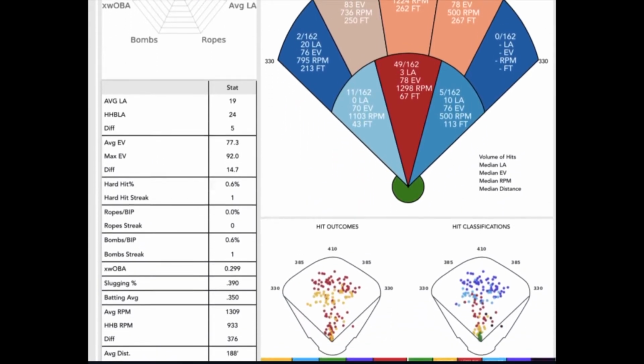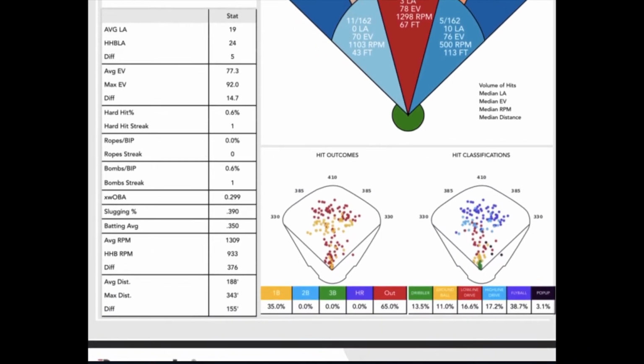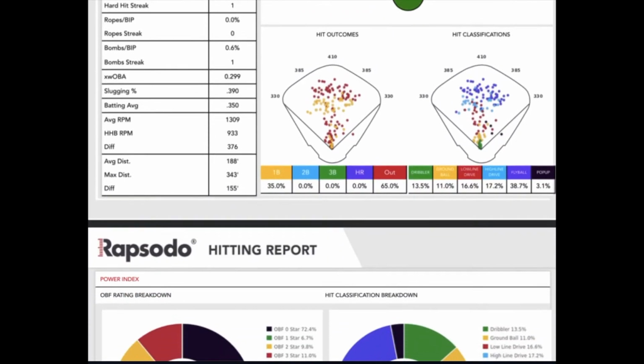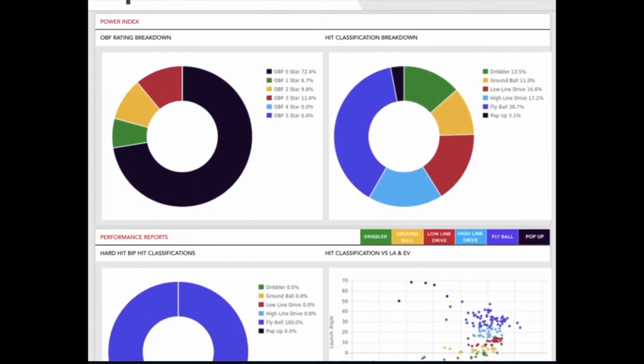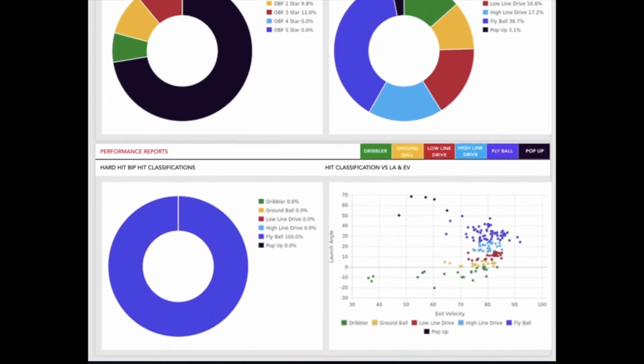There are many data points that the Rapsodo is able to collect, but the main ones we focus on are exit velocity, both average and peak, and the launch angle of our hardest hit balls.